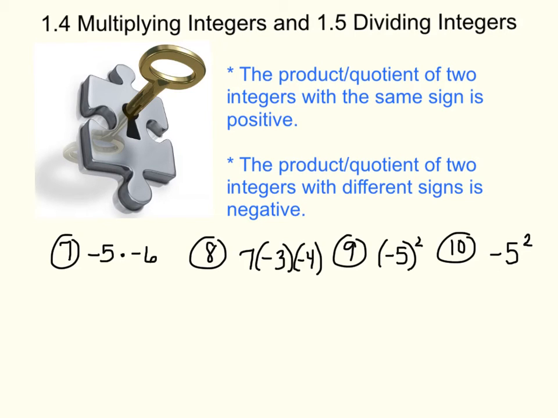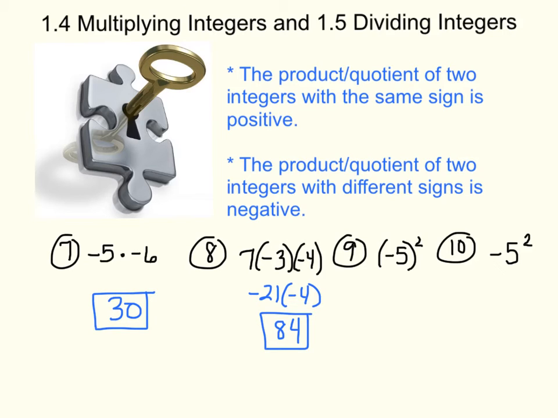So example number 7. Negative 5 times negative 6. Well, they're the same sign, therefore their answer is positive 30. The next one is 7 times negative 3 times negative 4. So we can take 7 times negative 3 first, or you could take negative 3 times negative 4. The order of multiplication does not matter. So I'm going to take 7 times negative 3, that gives me negative 21, times negative 4, same sign, so that's going to give me positive 84.